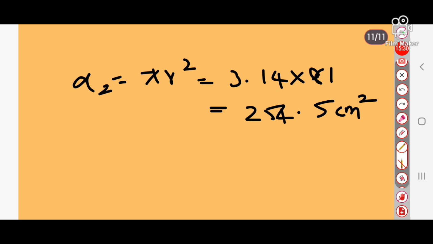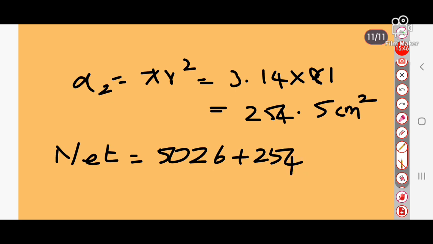Now the net area is what is asked. The areas of circle 1 and circle 2 together will be the net area of the circle they are asking about. So if you add that, you get 5026 plus 254.5, which is equal to 5280.5 centimeter square.